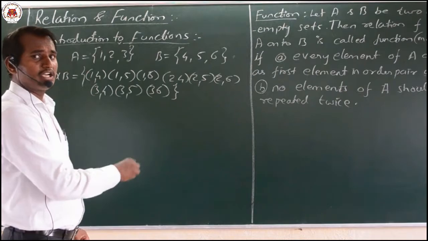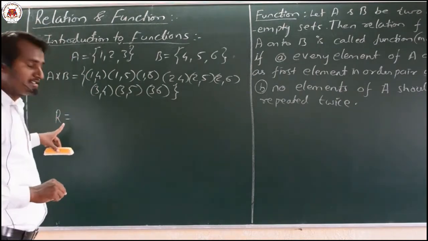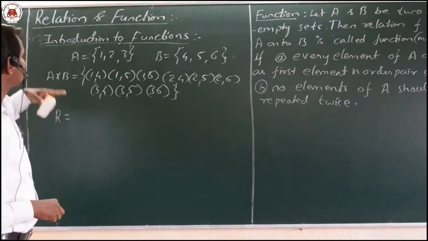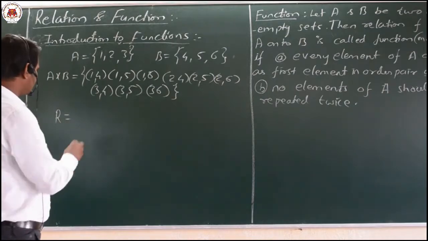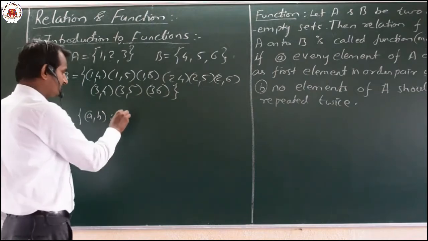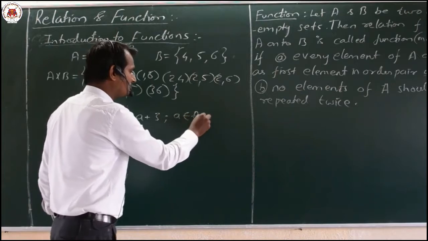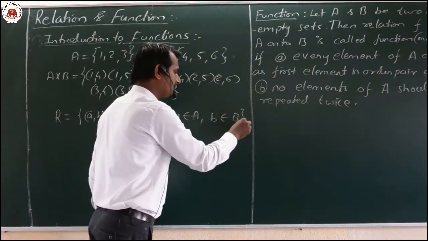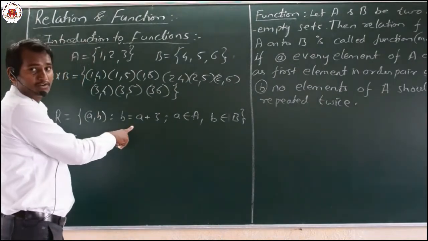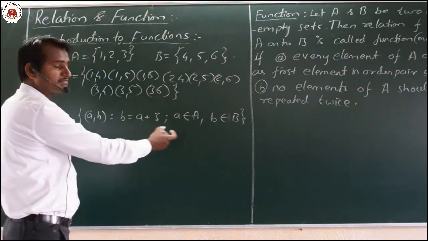After this, you learnt about relations. Relation is nothing but a subset of A cross B. So here relation means a subset of A cross B. You can take any relation, for example, {(a, b) such that b equals a plus 3, where a belongs to A and b belongs to B}. This relation I am writing in set builder form, that is in terms of wordings.